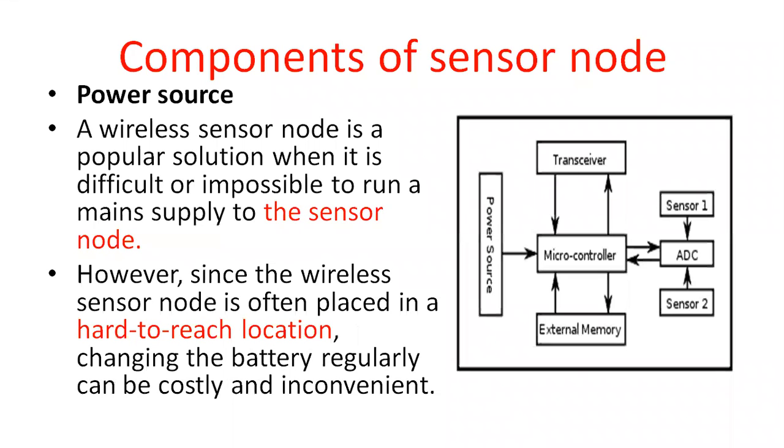And then the power source. On the left hand side, you can identify one of the components, the power source. A wireless sensor node is a popular solution when it is difficult or impossible to run a mains supply to the sensor node. Since wireless sensor nodes are placed in hard to reach locations, what is needed here? The power source, in a sense, is a battery.